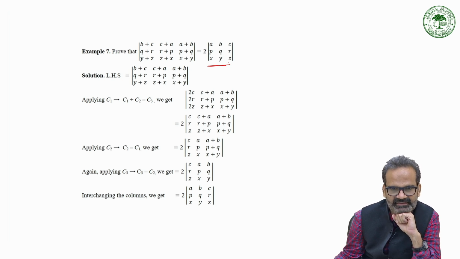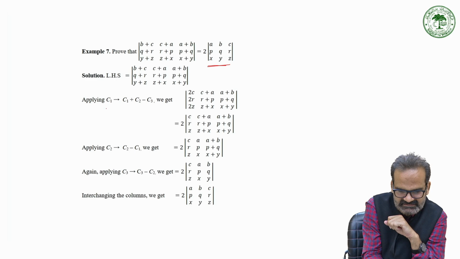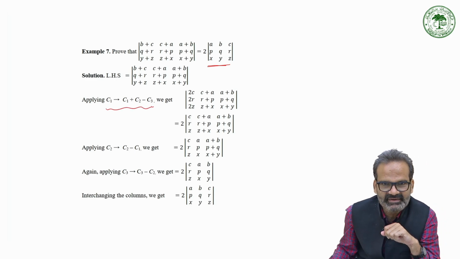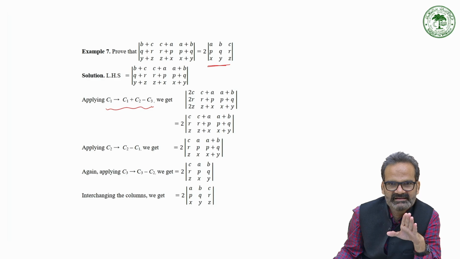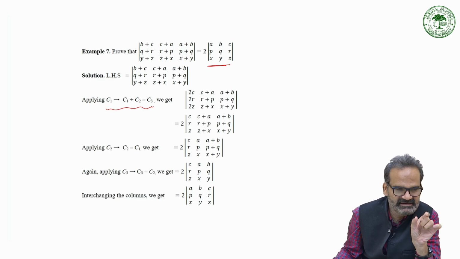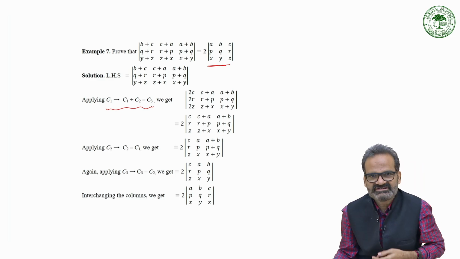See what we are doing here. We are using this operation: C1 plus C2 means the first column and second column are added, and the third column should be subtracted from the sum of the first and second column. So, first add C1 plus C2 and then subtract this sum from C3.